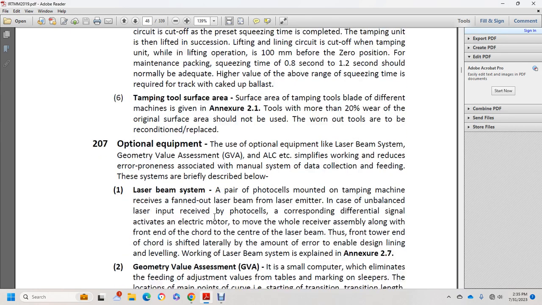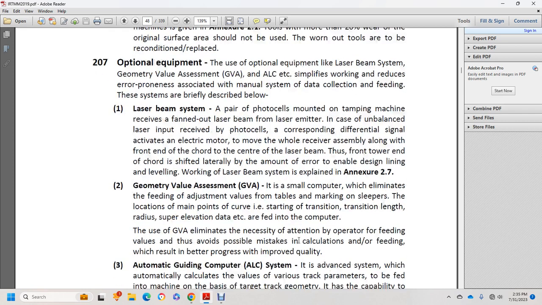1. Laser beam system. A photo cell is mounted on the tamping machine. It receives the fan-out laser beam emitted by the laser. In the case of an unbalanced laser input, the photo cell receives a corresponding different signal that activates the electrical motor to move the whole assembly along with the front end of the chord, with the center of the laser beam, shifted laterally, to enable the design lining and leveling. Working of the laser beam system is explained in Annex 2.7.